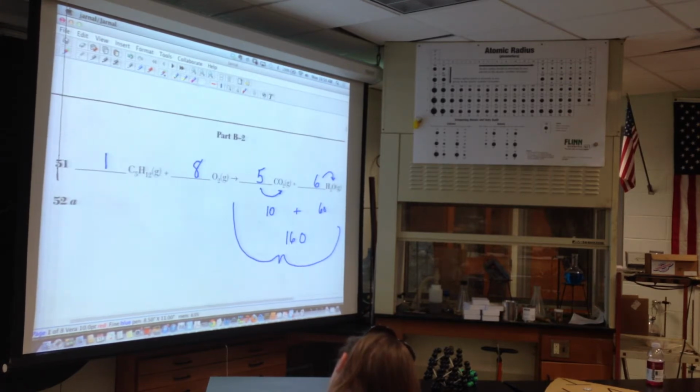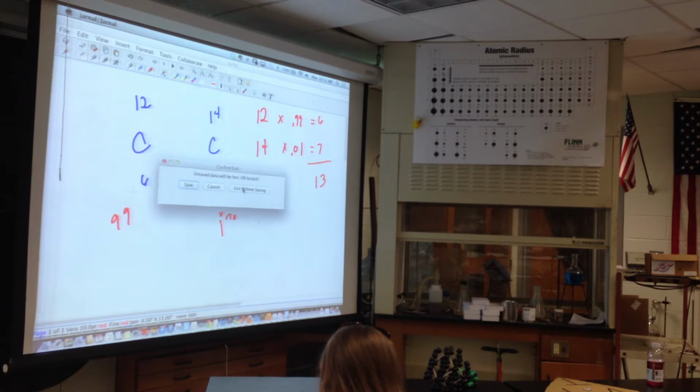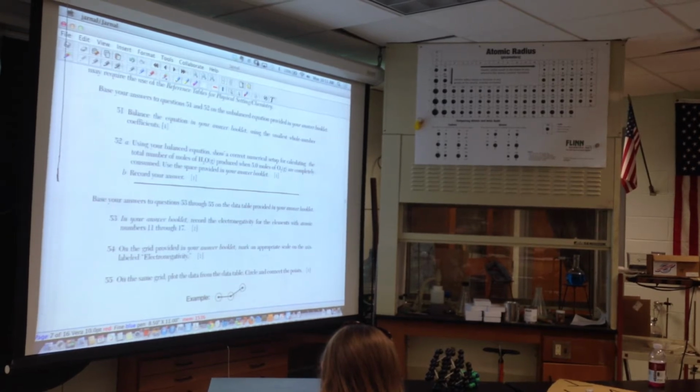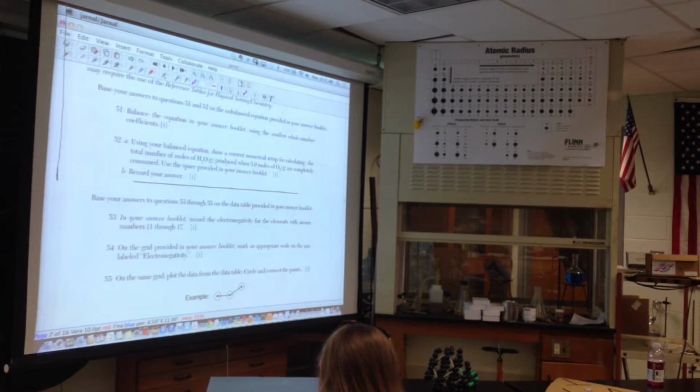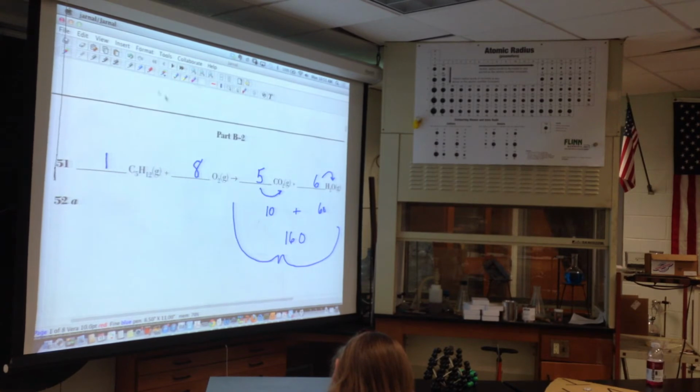My gosh. 52A. Let's get rid of this. Okay. In your answer, using your balanced equation, show a correct numerical setup for calculating the total number of moles of H2O produced when 5 moles of O2 are consumed. So we have 5 moles of O2 and total number of moles produced of water from 5 oxygens. So they're giving you 5 oxygens and they want water.